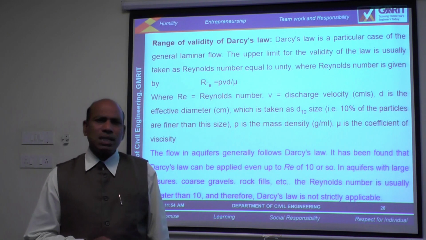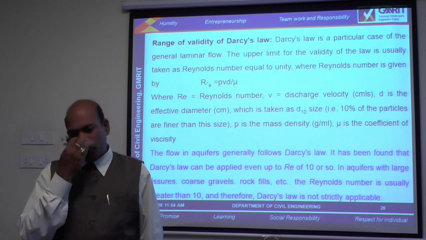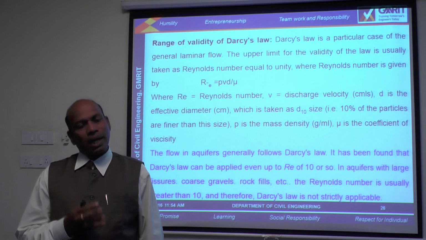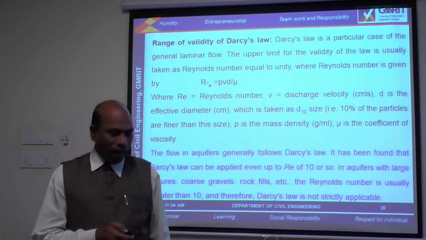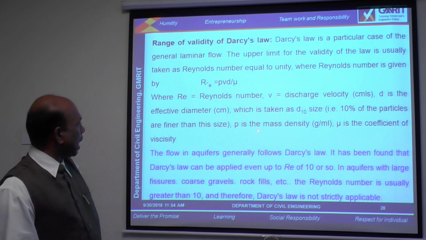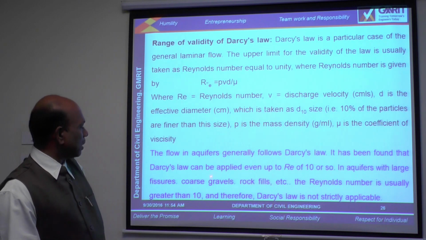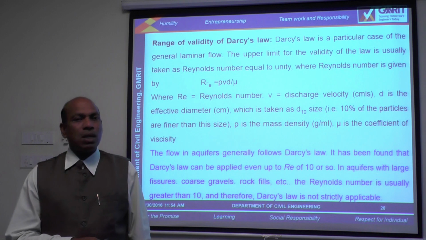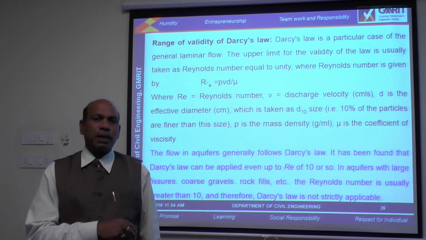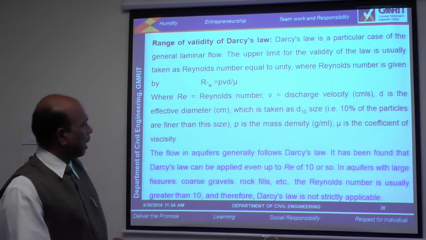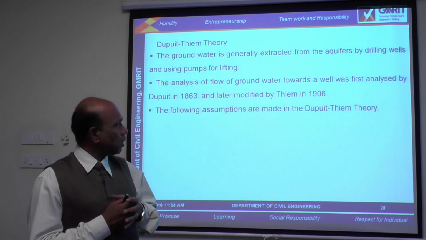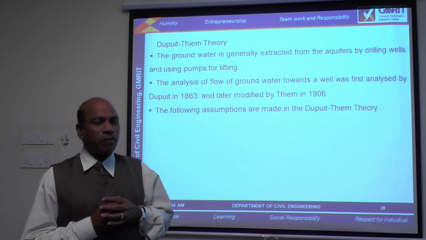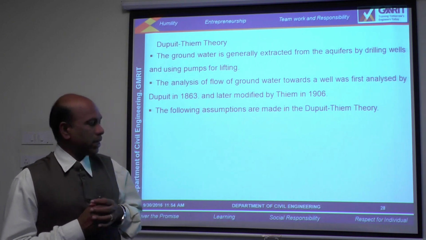In some cases, in aquifers, the flow is allowed with the Reynolds number up to 10, but in gravel and sand rocky fields, the Reynolds number is more than 10. In those cases, Darcy's law is not applicable. The analysis was first carried out by Dupuit in 1863 and later modified by Thiem in 1906.